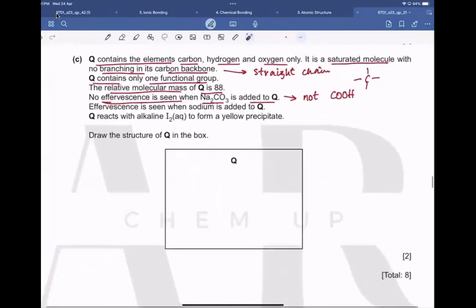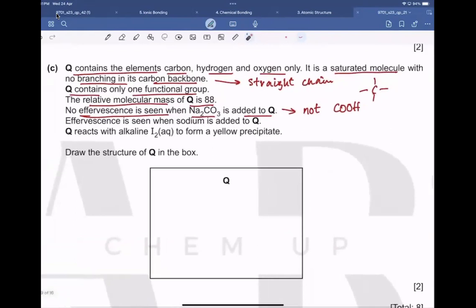Okay. Now, Q is a saturated molecule. It contains carbon, hydrogen, and oxygen only. It is saturated, which means no double bond. One functional group only. Mr is 88. It does not react with sodium carbonate, which means it is not a carboxylic acid. Effervescence is seen when sodium is added to Q. That is the important thing. On adding sodium we get effervescence, but with sodium carbonate we do not, so it means it contains an alcohol.